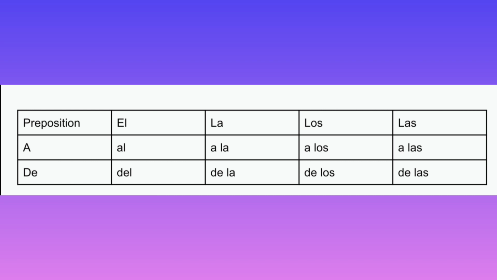When we are using the preposition a with el, it becomes al. If we use la, a la. If we use los, a los. And if we use las, a las. The same happens with de and el. It changes into del. With la, de la. With los, de los. And with las, de las.